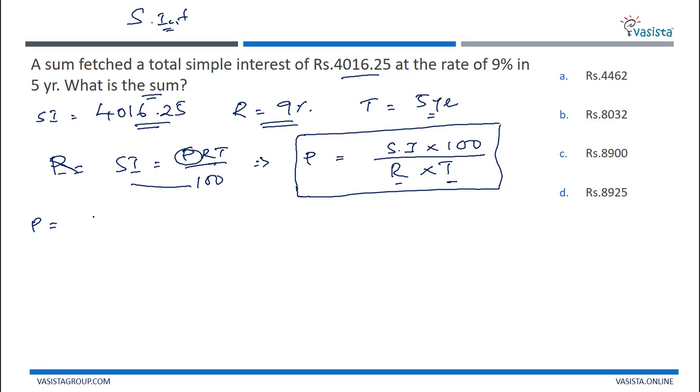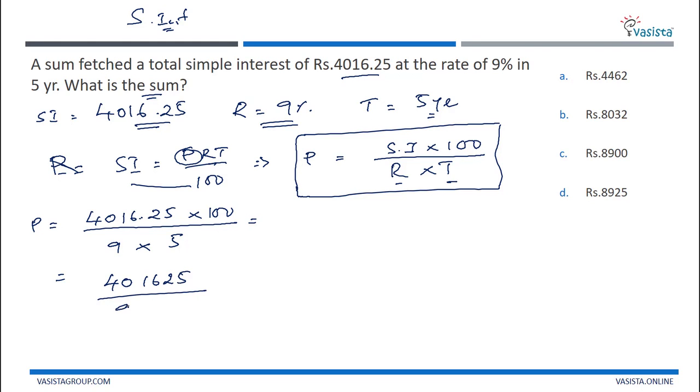P is equal to SI. SI is how much? 4016.25 into 100, divided by the rate, 9 into 5. So now you have to divide it. Let it be like this, or otherwise multiply this, because 0.25 is there. If you multiply with 100, this decimal will automatically go. So this will become 401625, divided by 9 into 5.